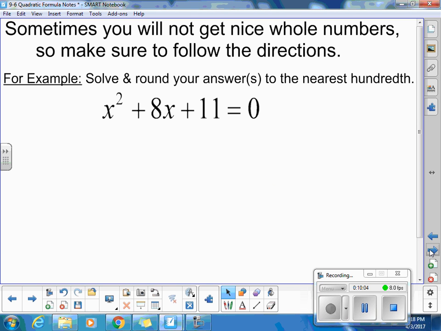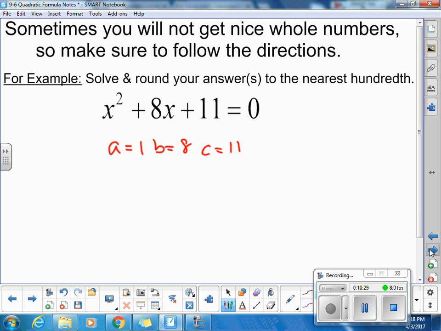All right, sometimes you don't get nice whole numbers, so make sure to follow the directions. Like in this case, it says solve and round your answers to the nearest hundredth, because we're not going to get a nice, beautiful answer. So is this in the right format? Step 1, yes, everything's on one side of the equation. Step 2, label my A's, B's, and C's. A is 1, B is 8, C is 11.